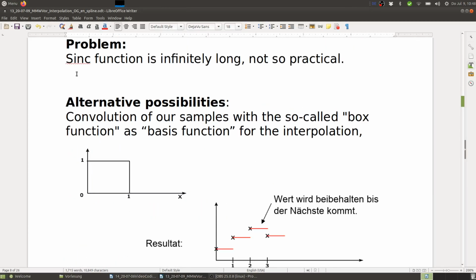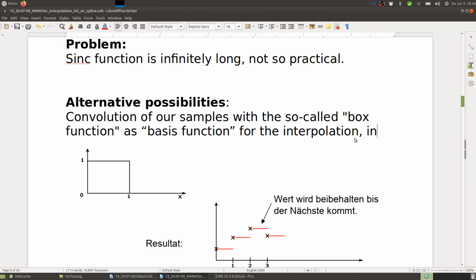But it turns out the cubic splines are actually more practical, as we will see next. So the problem here, the sinc function is great, but it's not so practical because it's infinitely long. That's why we have to look for alternatives. So we can use the convolution of our samples with the so-called box function as basis function for the interpolation. So instead of the sinc, we use this box function.